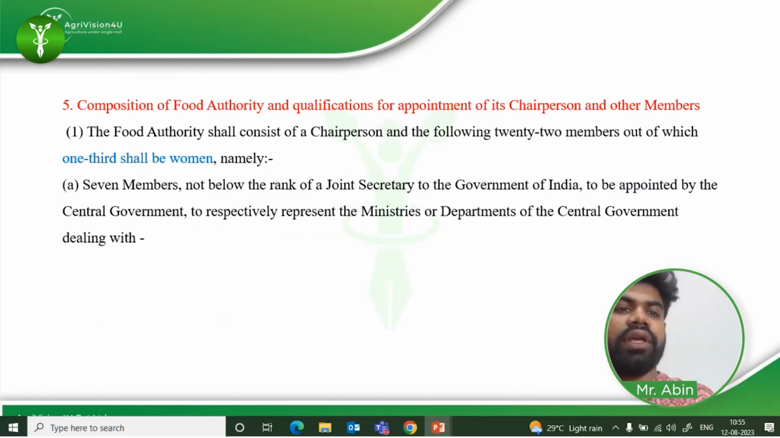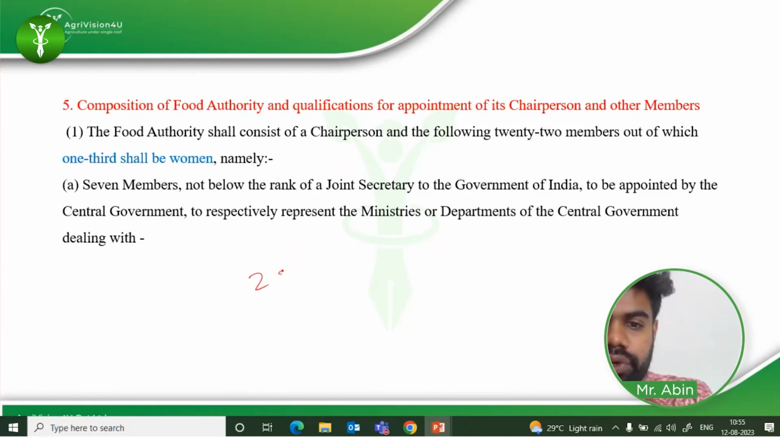Now we will be seeing the sections onwards. Section 5, I have already told you. Composition of food authority and qualifications for appointment of its chairperson and members. Here I'm not going to read everything. I know the time is very less. We need to finish in 2 hours.